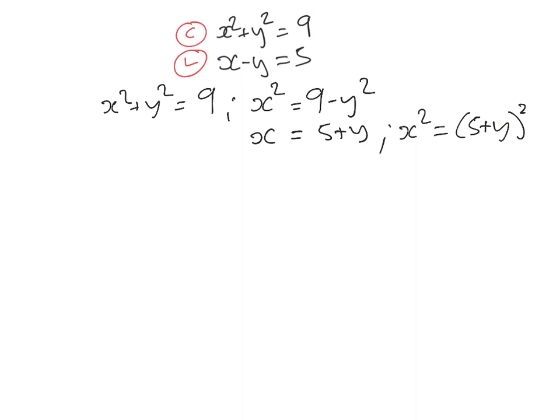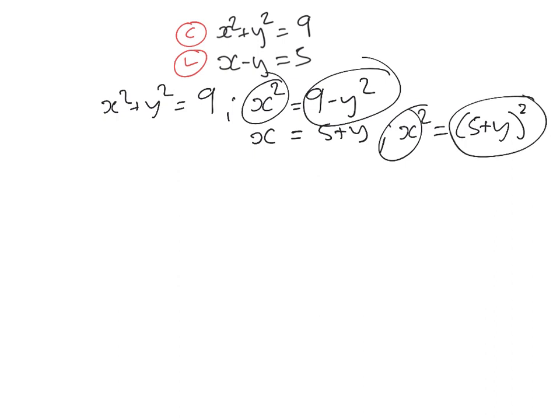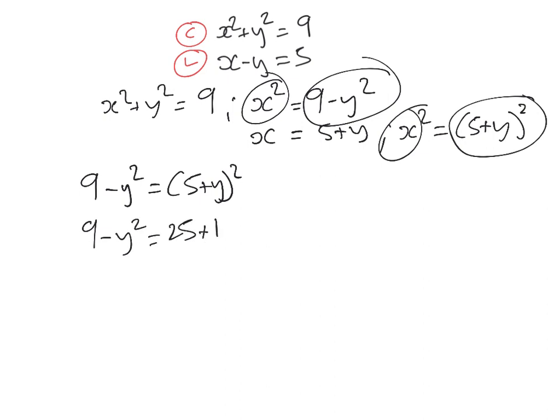Okay, so we've got x squared on the left-hand side, there and there. So that means this and this have to be equal as well. So that's eliminated our x. So 9 minus y squared equals 5 plus y all squared. Multiply everything out. Equals 25 plus 10y plus y squared. Let it equal to 0.